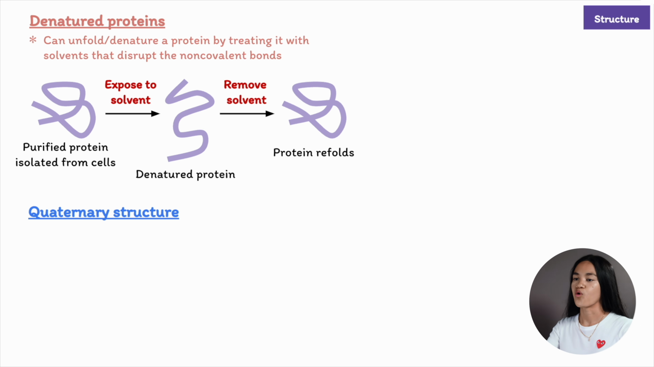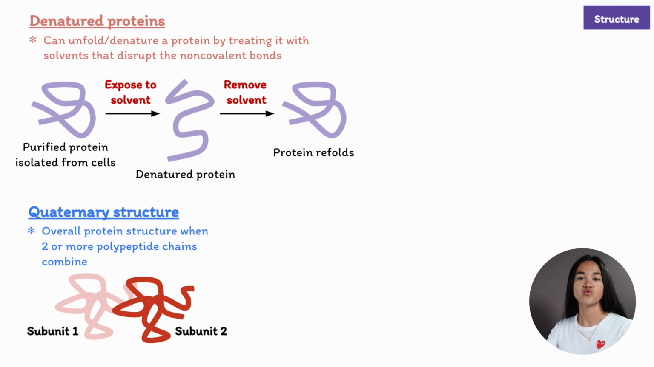And this is where the quaternary structure comes in, when two or more polypeptide chains combine. Each polypeptide chain is called a subunit, and they may contain more than one domain.